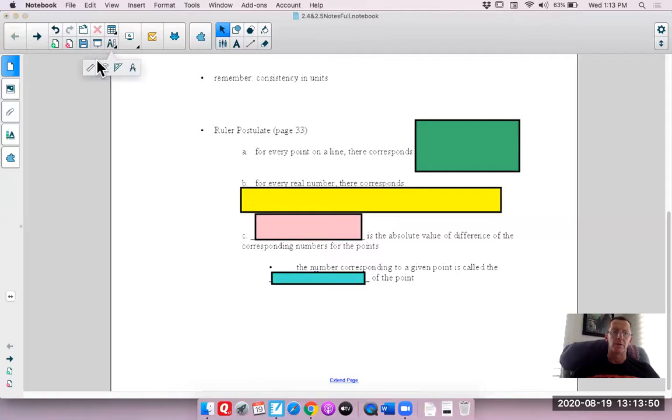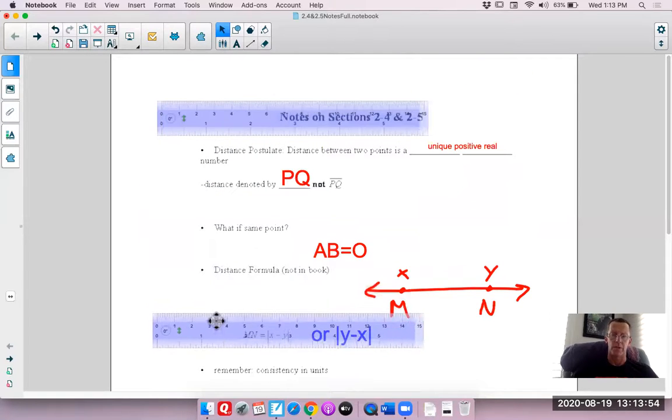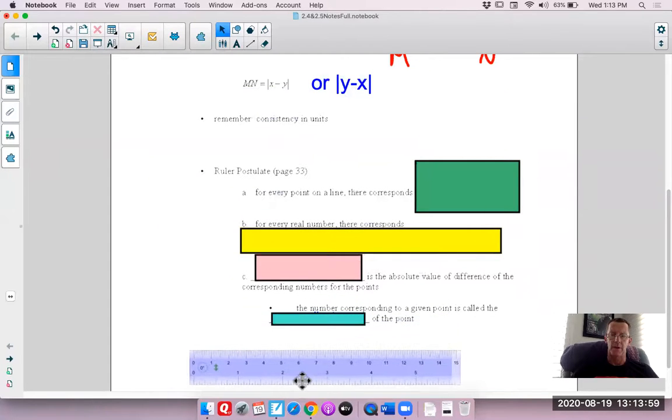In fact, I'm going to put a ruler in your mind. What happened to it? Oh, there it is. It's just at the top. Okay, let me bring that down here. Okay, so we have our ruler here.